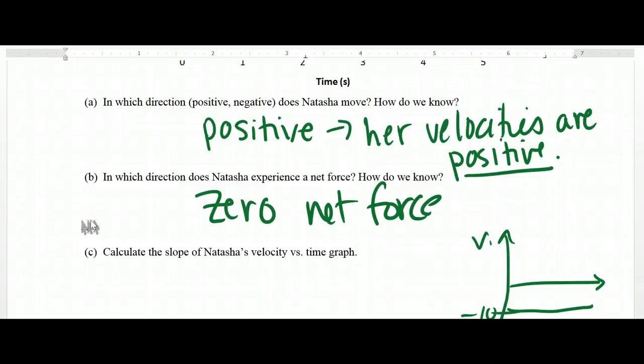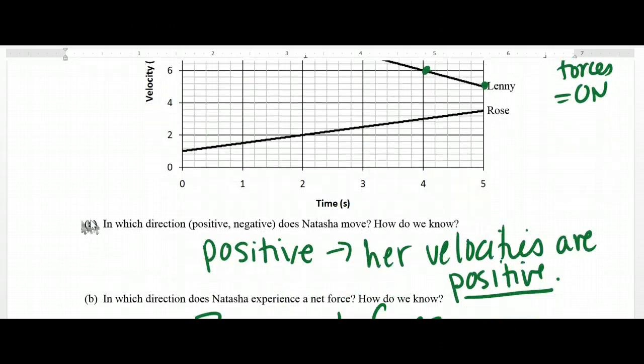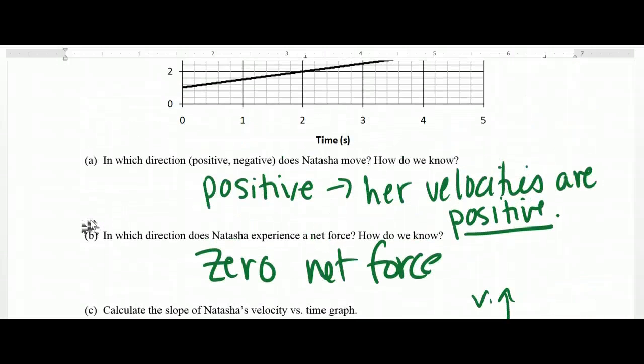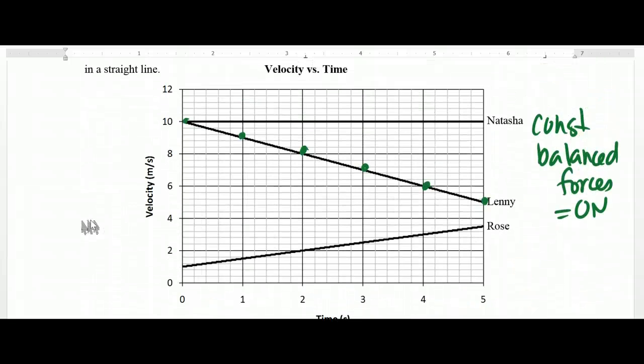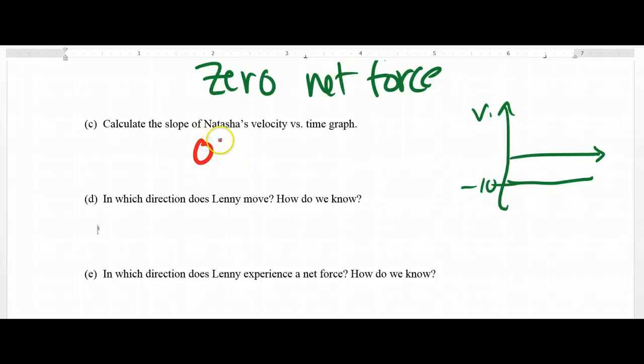Okay, so I promised you guys an answer key screencast, and remember we were on part B, this question about Natasha, Lenny, and Rose. So we were asked to calculate the slope of Natasha's velocity versus time graph. If we look at her graph and we pick 2 points, beginning and end, you can see that her slope is 0 because that is a horizontal line. So her slope is 0 meters per second per second.